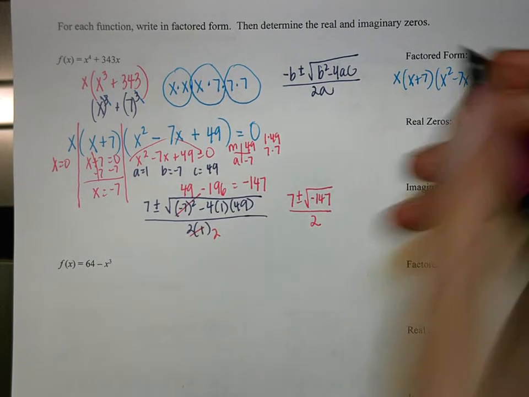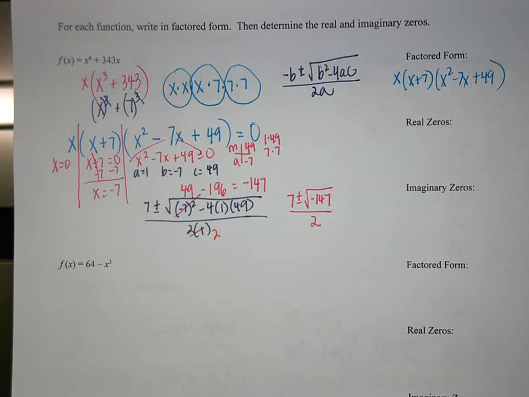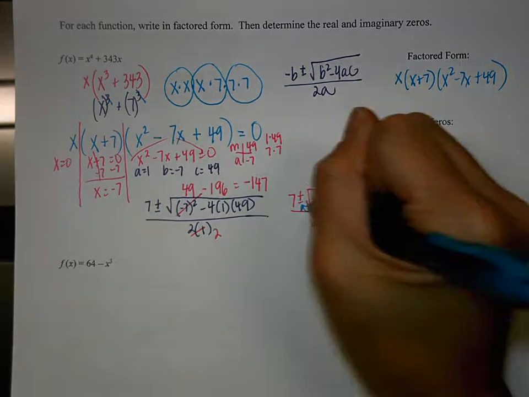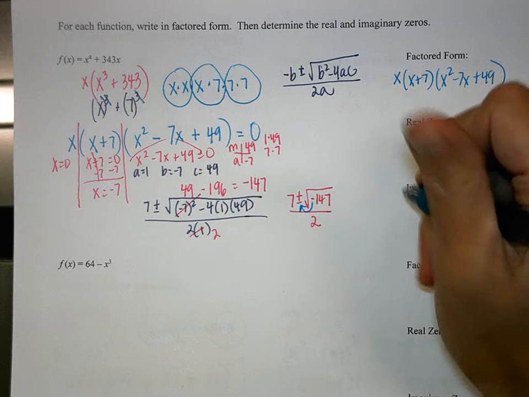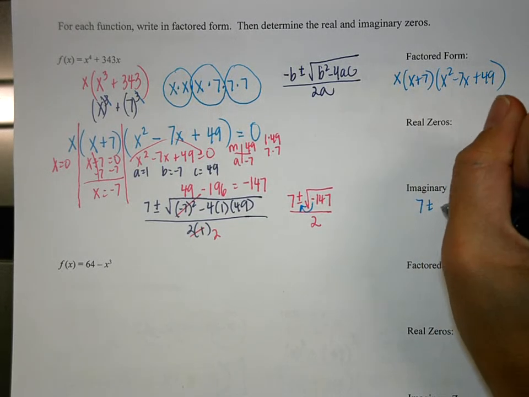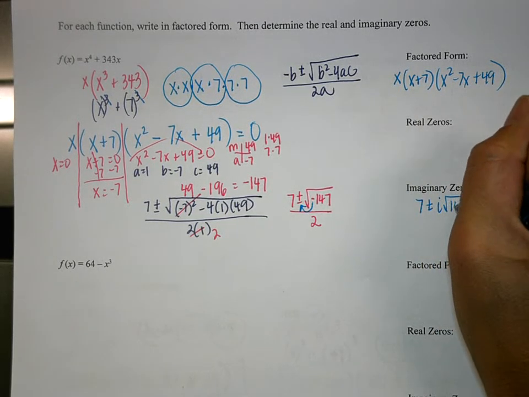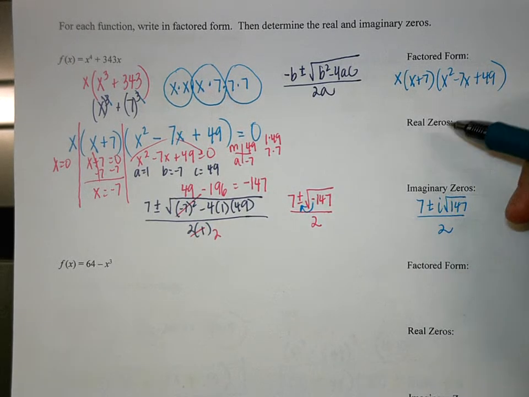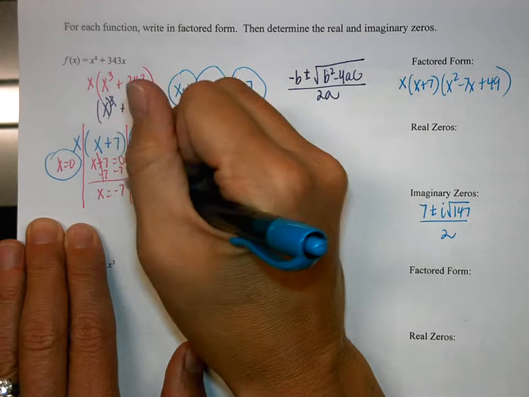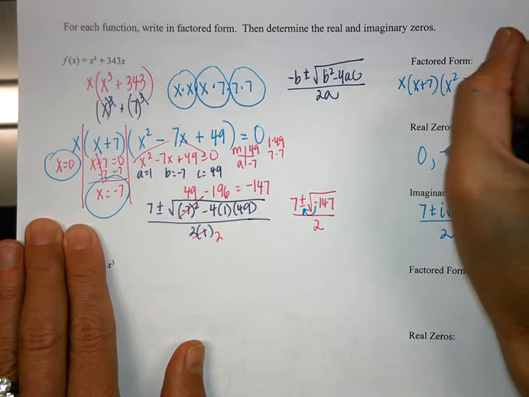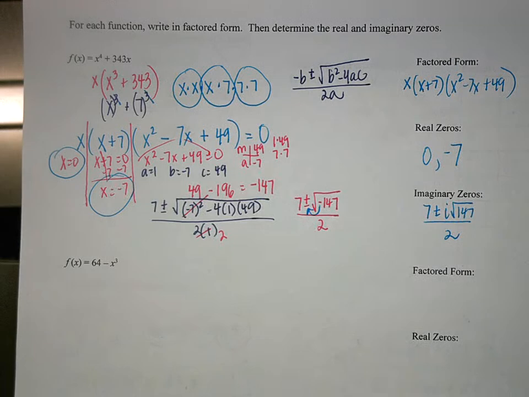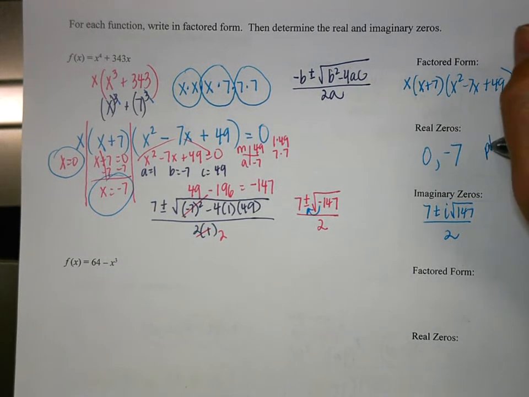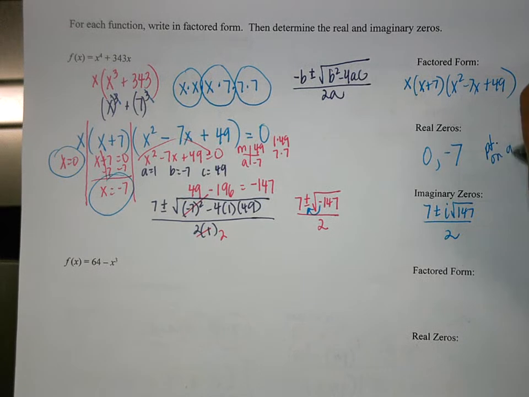Remember that anytime we have a negative under our root, we take that out and it becomes an i. And so for my imaginary zeros, it is 7 plus or minus i root 147 all over 2. For my real zeros, we have 0 and negative 7. Also remember that these are points that are actually on the graph, and any imaginary numbers are not on the graph.